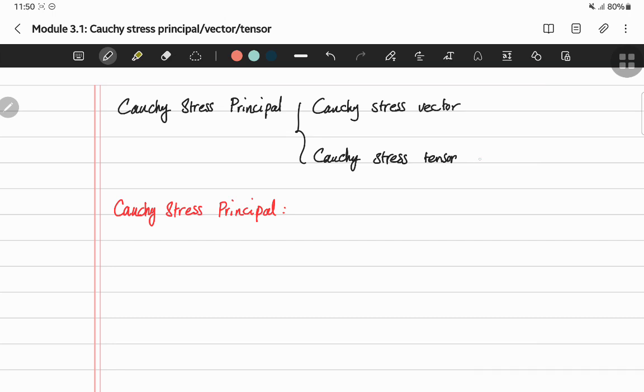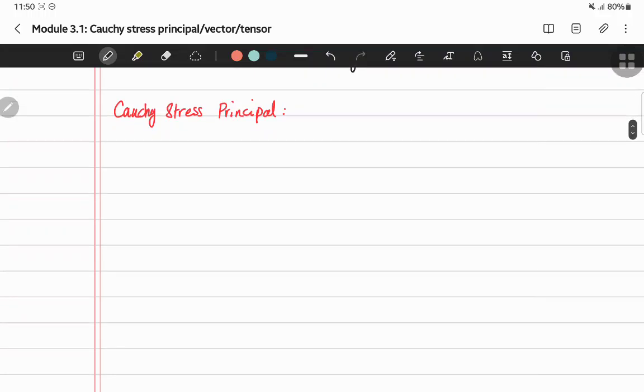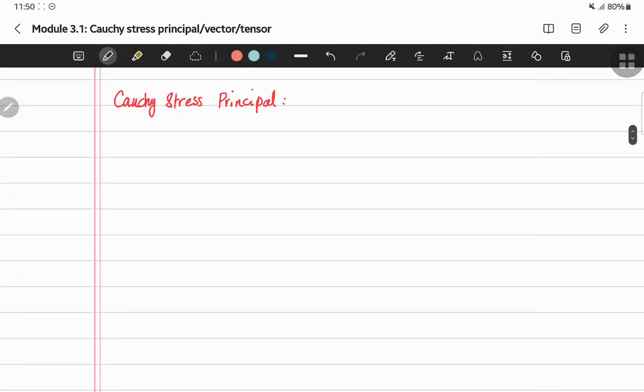This Cauchy stress tensor you might know from your course of strengths of materials or mechanics of materials, where you had sigma ij. So it was a second order tensor with 9 components. It was a symmetric tensor. Now we're going to introduce this and say how it was initially developed by Cauchy. So let's get started by Cauchy stress principle.